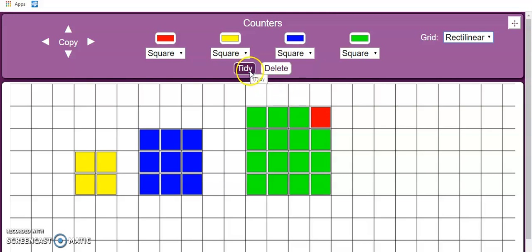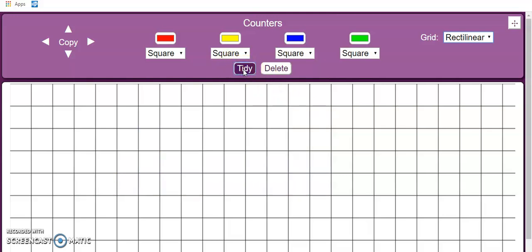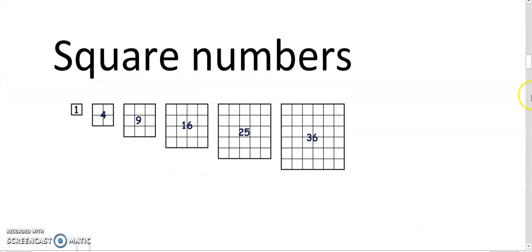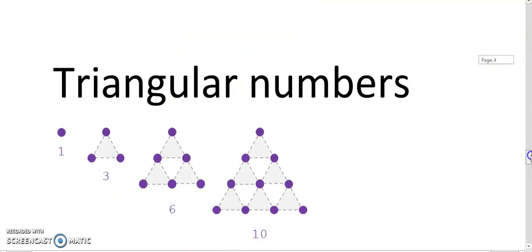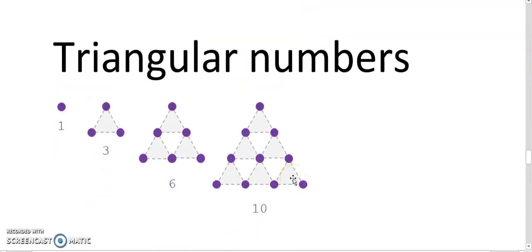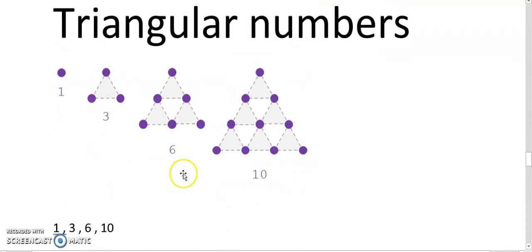Now you can click tidy. We're going to talk about triangle numbers now. So you're going to switch all of these to triangle. There we go. The triangle numbers, let me just go to a Word document here. They look like this: 1, 3, 6, 10. Now they're called triangle numbers because they make triangles.